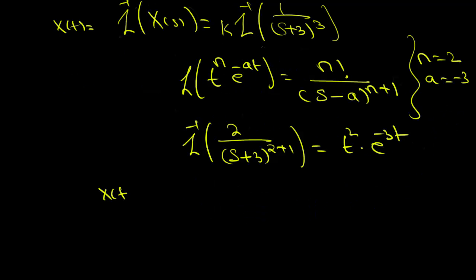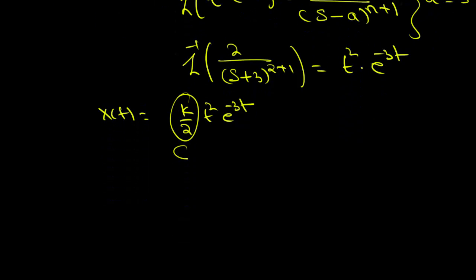Therefore, x(t) equal to (k/2) t² e^(−3t) is the solution. We can write k/2 as a new constant c, which gives that the solution is x(t) equals c times t² e^(−3t).